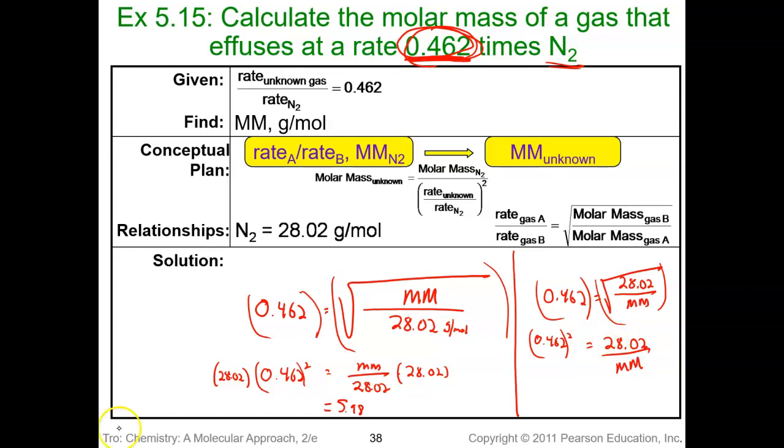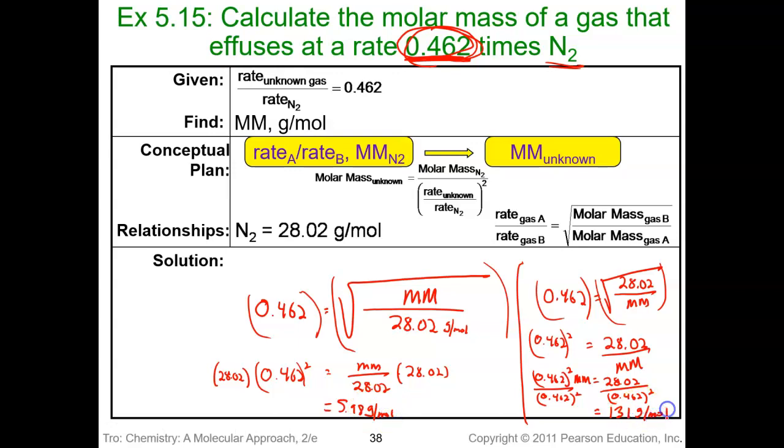And we do this, I'm just going to do this math real quick. So 0.462 squared times the molar mass equals 28.02, divided by 0.462 squared, and we get 131. Okay, this one makes way more sense. So this is molar mass, grams per mole.